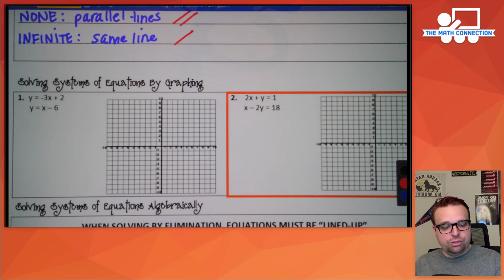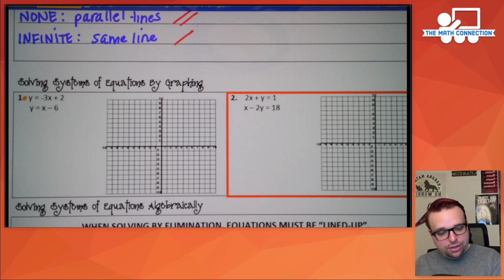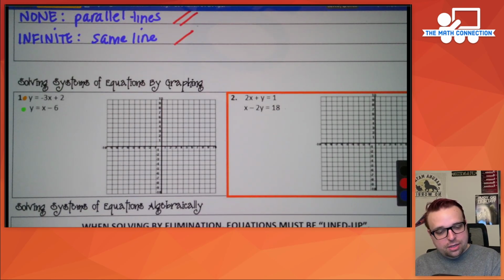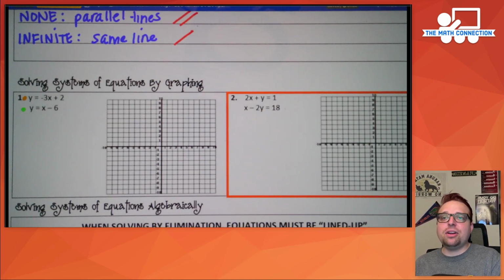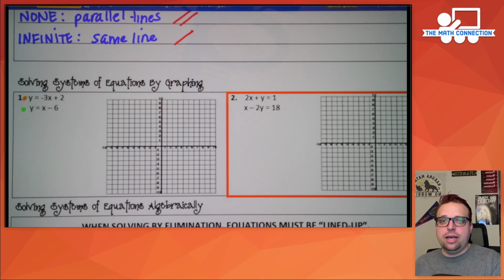Let's do orange for the first equation. So this will be orange. And I'll use green to represent the second equation, okay? Remember, when these are in slope-intercept form, they're very easy to graph because you just need to pick out the y-intercept and then use the slope to graph more points.